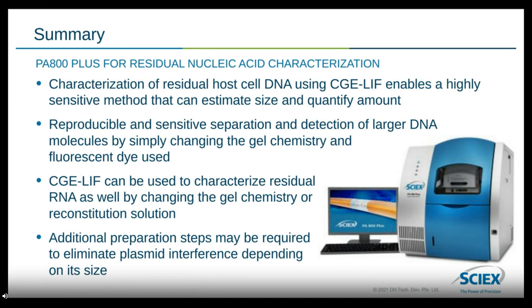So what we've been discussing is an approach to characterize residual host cell DNA by capillary gel electrophoresis with laser-induced fluorescence detection that allows for a great estimation of the size and the ability to quantify the amount. And with a few small changes to our gel, we can characterize RNA as well. And while additional sample preparation steps are probably required to eliminate interference from a plasmid, depending on its size, I think we have a really good starting point to continue developing that approach.